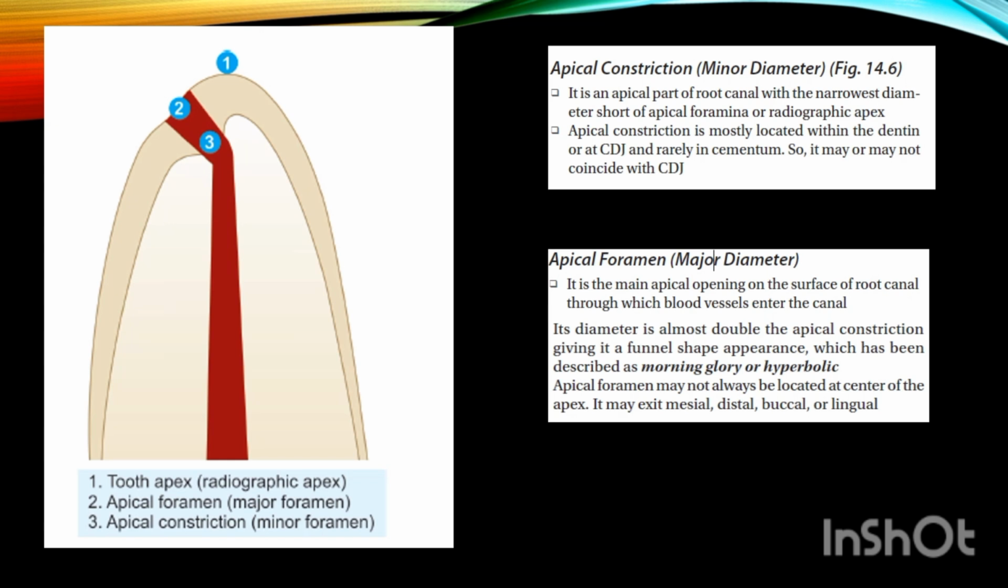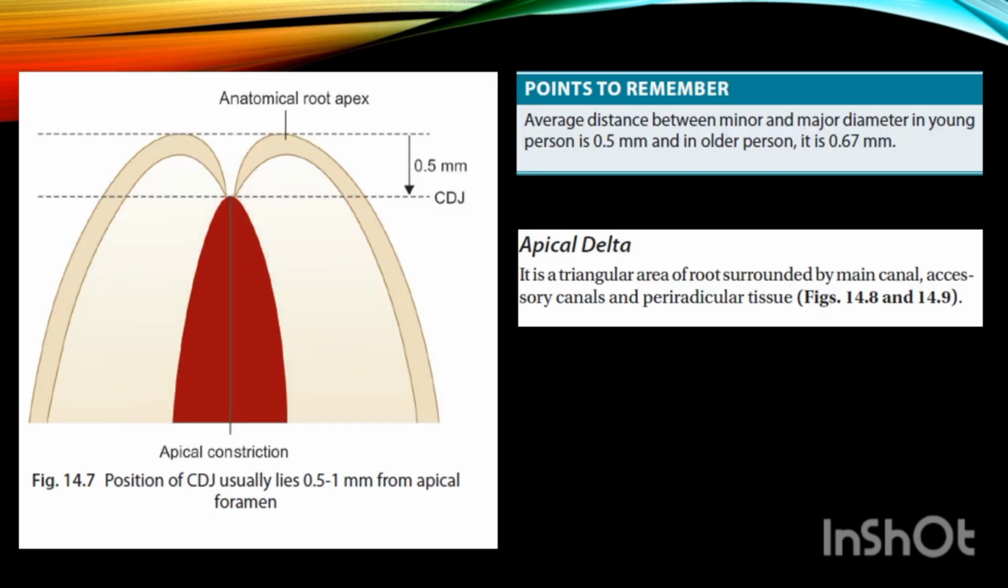Now the next major terminology is the apical constriction, and then comes the apical foramen. Apical constriction is also known as the minor diameter, and the apical foramen is the major diameter. The apical foramen is the apical-most opening that you will see at the apical end of the root, through which the nerves and the blood supply pass. Its size is pretty large, and it is almost funnel shaped, or you can also describe it as a morning glory or hyperbolic structure.